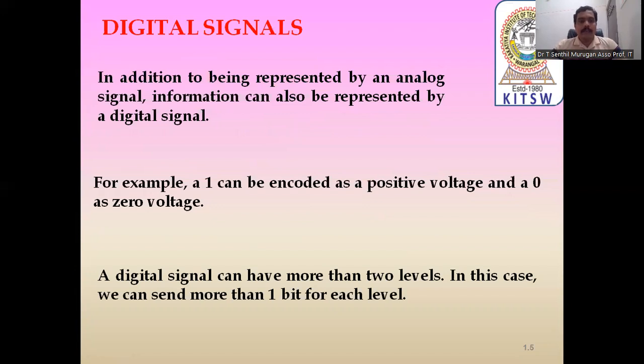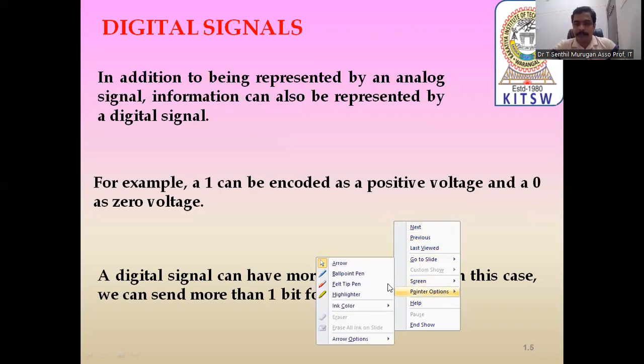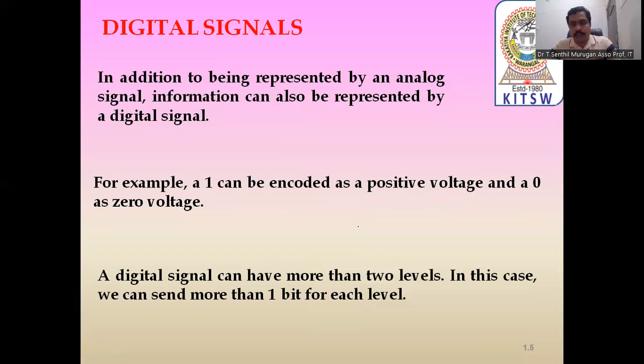We already know that we represent an analog signal using sine waves. But information can also be represented by digital signals. For example, 1 can be encoded as a positive voltage and 0 is represented as 0 voltage. Binary values are the digital data, which may be zeros and ones. So 1 may be represented as positive voltage and 0 as 0 voltage. Like this, we can represent the digital signal.